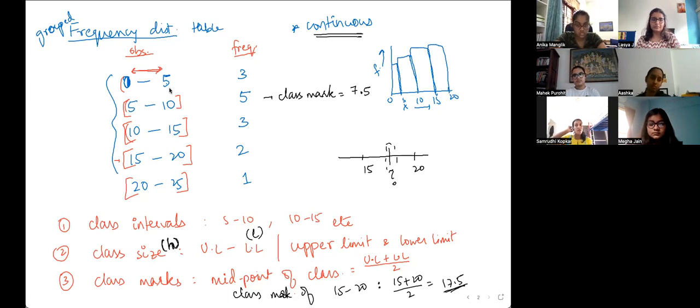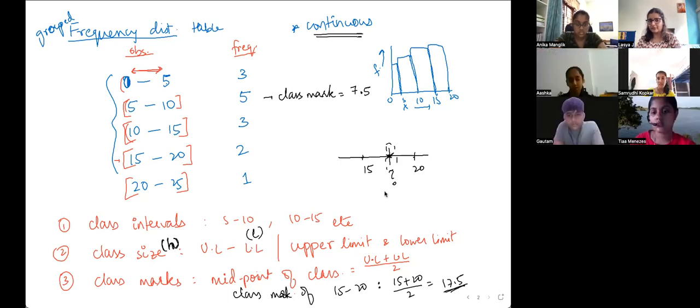Ma'am, can you explain this formula near the class marks, midpoint of the class? Class marks ka formula. So class mark is the middle point of a class. Like agar 15 to 20 wala class hai, toh which is the center point from 15 to 20? That will be your class mark. So how do you calculate the middle of two numbers? Add those two and divide by 2. Yeah, so that's how the formula came. So 15 aur 20, upper limit plus lower limit divided by 2. So 15 plus 20 by 2 for this. Okay, upper class limit, lower class limit, class mark.